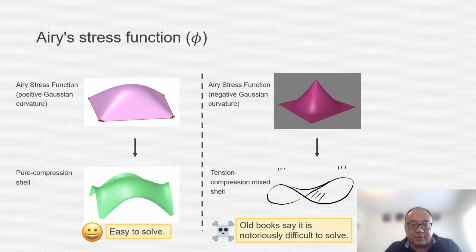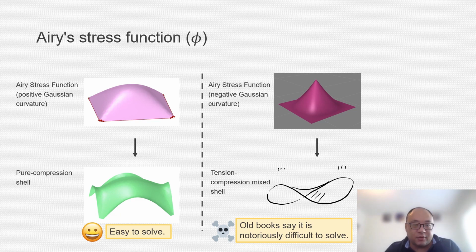In membrane shell theory, we use stress functions to describe the in-plane stress state. A stress function is a surface whose curvature is interpreted as the stress in a shell. Therefore, we can select a pure compression stress state by selecting a stress function with a positive Gaussian curvature, and a tension-compression mixed stress state using a stress function with a negative Gaussian curvature. By selecting a stress function with a negative Gaussian curvature, we can expect to find forms of tension-compression mixed shells. I started my research with this idea.